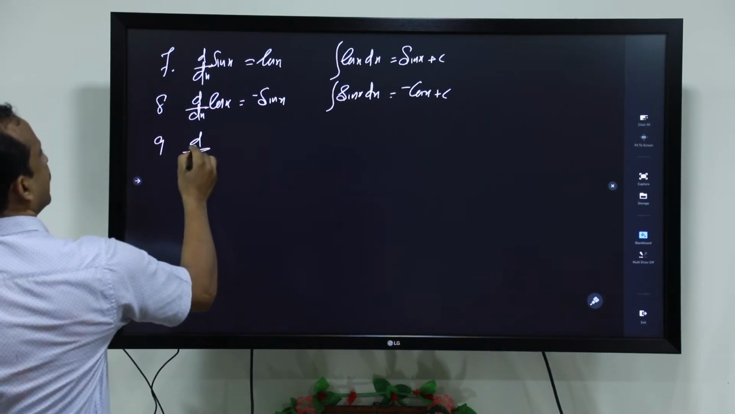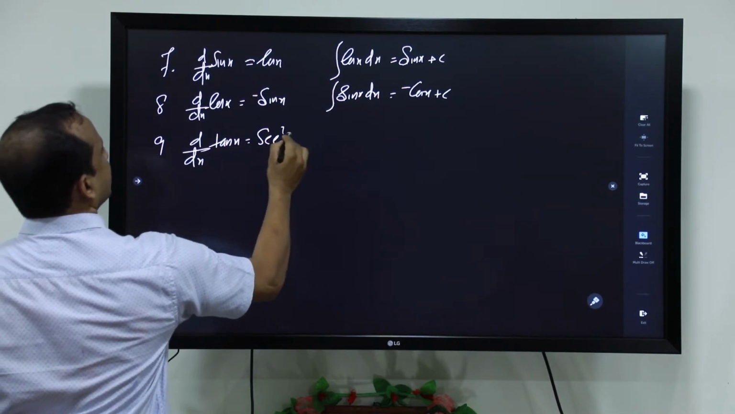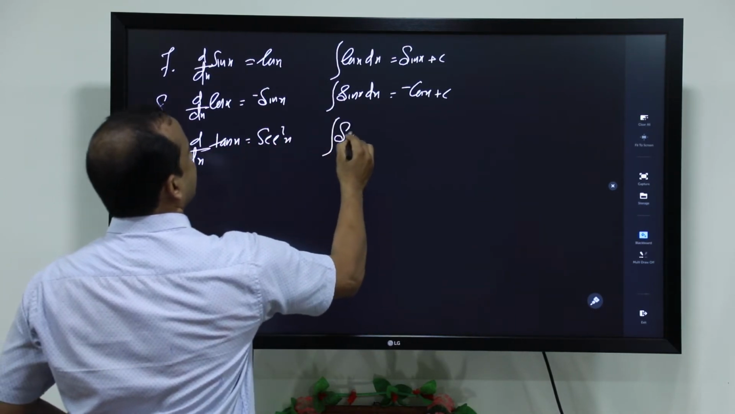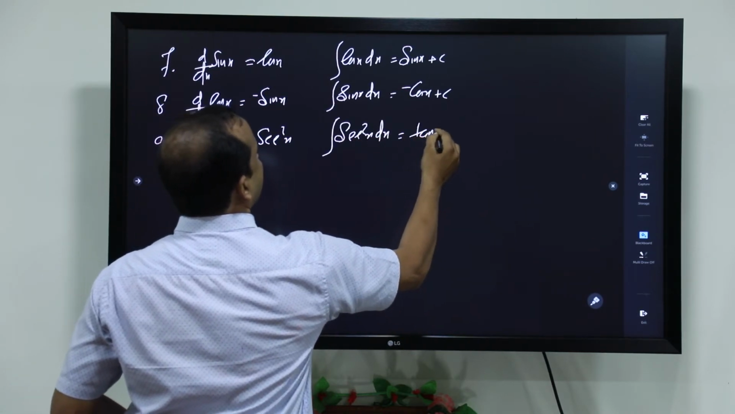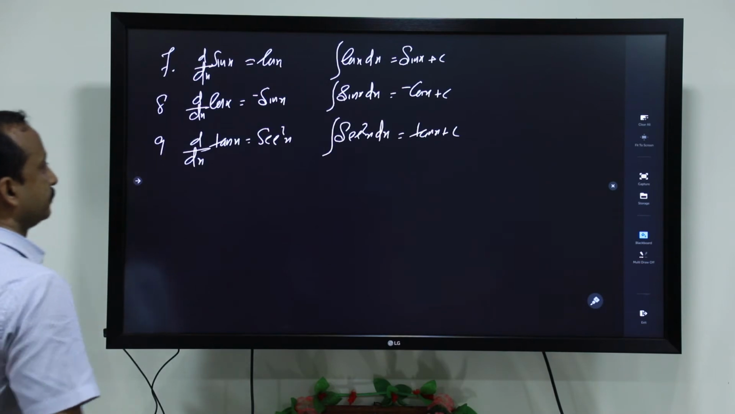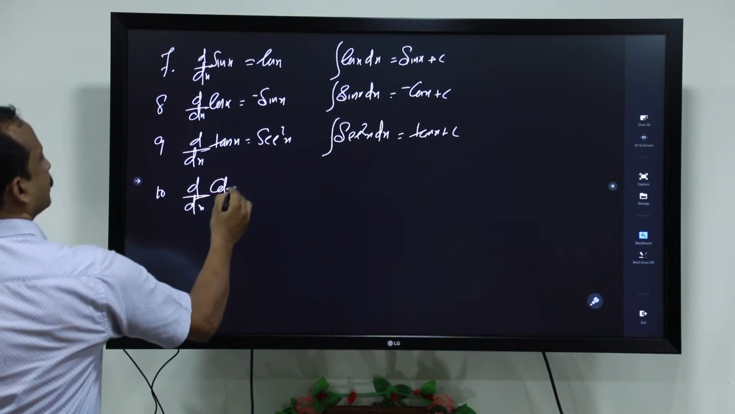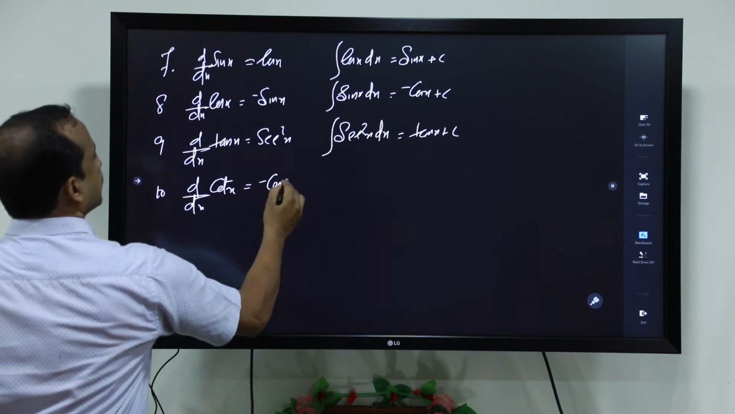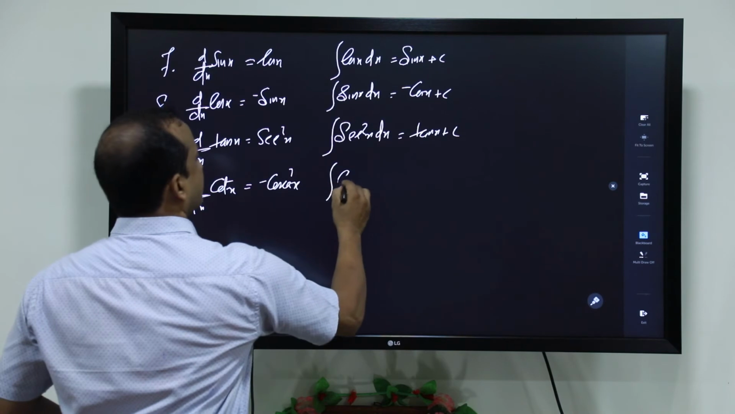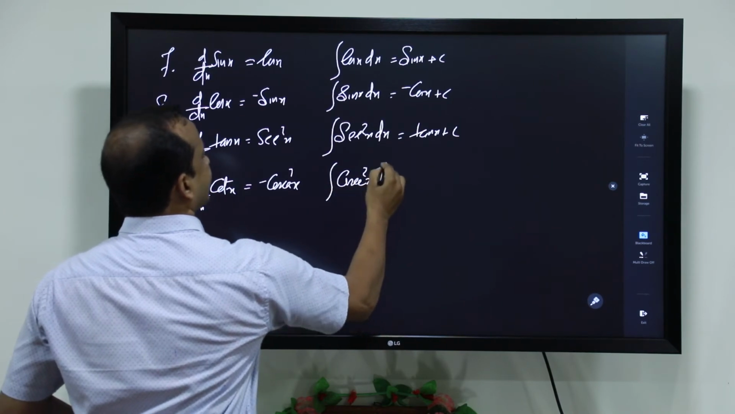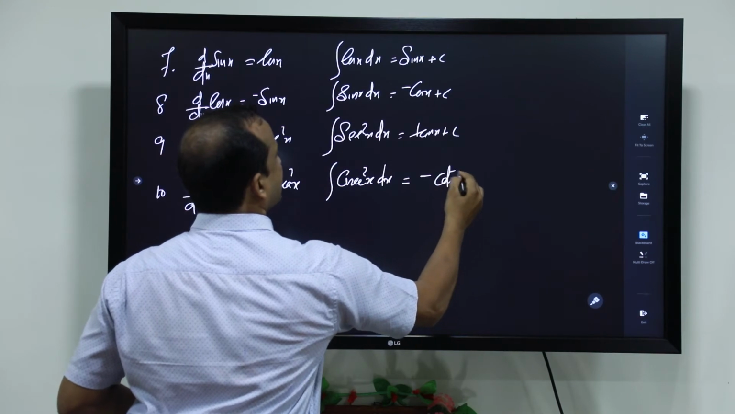Then d by dx of tan x, answer is sec square x, and therefore integral of secant square x into dx, answer is tan x plus c. Then d by dx of cot x, answer is minus cosec square x, and therefore integral of cosecant square x into dx, answer is minus cot x plus c.